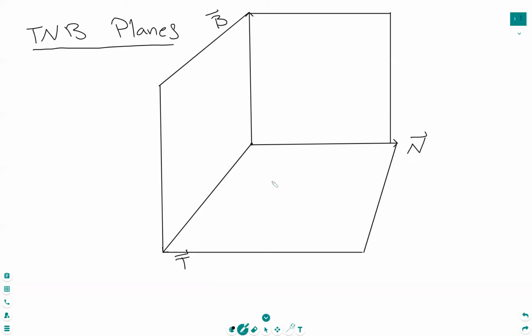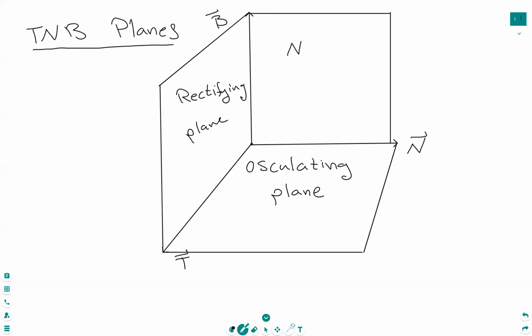So we have 3 different planes here. The plane that shares T and N, this is the osculating plane. The plane that T and B share, this is the rectifying plane. And the plane that N and B share is the normal plane.